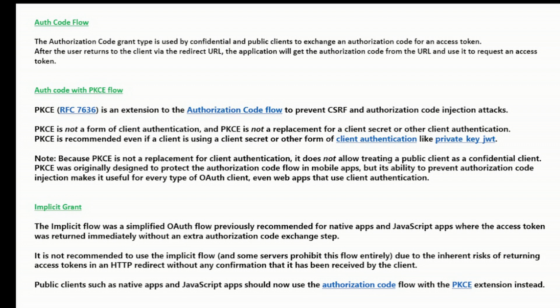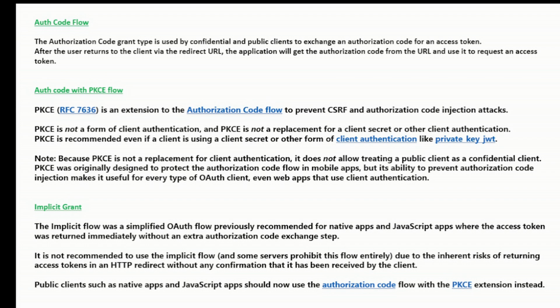So we can understand the workflow, then you will get clear of all those things, how this works and how things are happening. Now let's jump to implicit grant. The implicit flow was a simplified OAuth flow previously recommended for native apps and JavaScript apps where the access token was returned immediately without an extra authorization code exchange. You can see that in the first auth code flow we have a code exchange to get an access token, but in the implicit it's not happening like that. You're directly getting the access token.